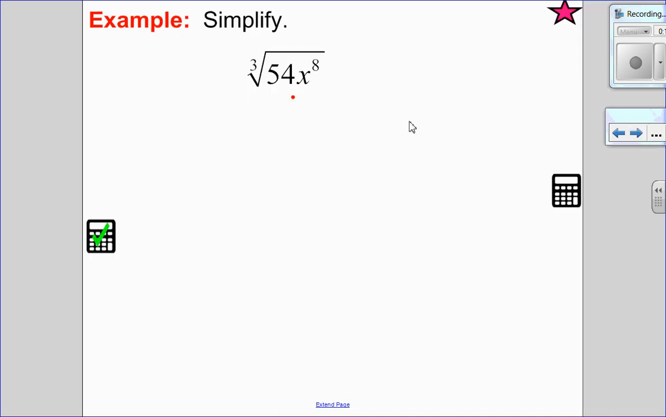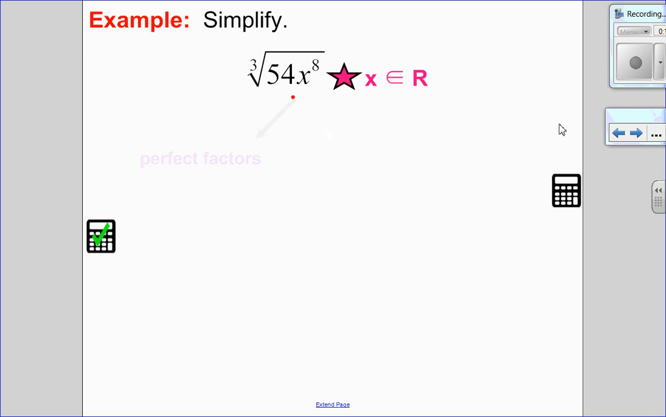Let's try another one here. So the cube root of 54x exponent 8. So again, because there is a variable, I have to look for restrictions. It is a cube root, so I know there are no restrictions. So I simply write x as an element of the reals.